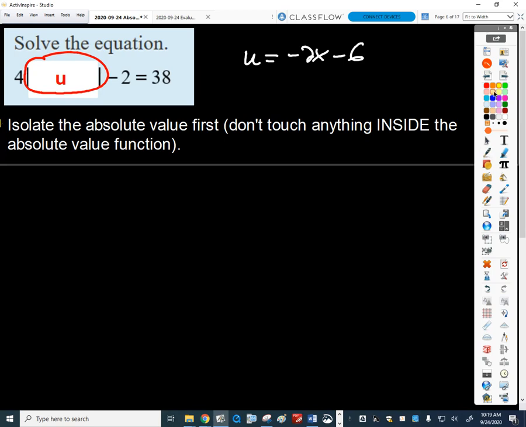Come on, gosh, this board is really not working very well. I don't know why it's not.